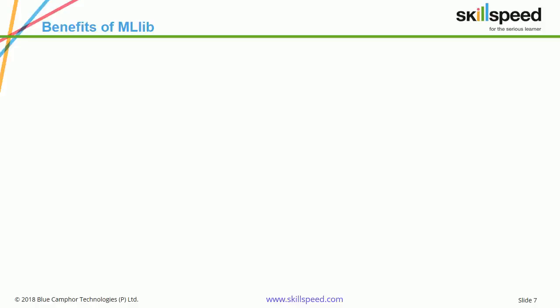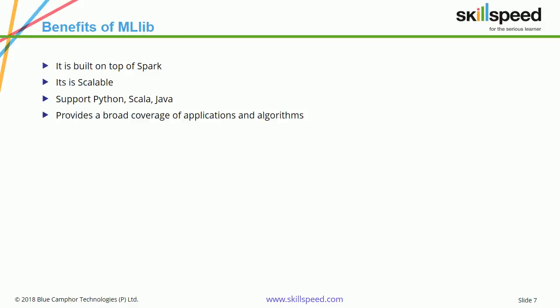Now, what exactly are the benefits of MLlib? First of all, it is built on top of Apache Spark, which means it is very easy to program. You don't need any third-party utilities to do that. Second, it is scalable. Since Spark can serve as a point of storing terabytes of data, you can analyze the same using MLlib libraries. And the third and most important point is the language APIs, which are Python, Scala, Java, and even R. It provides a broad coverage of applications and algorithms, and rapid development in speed and robustness.